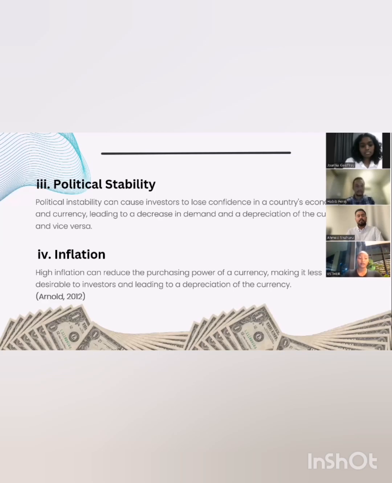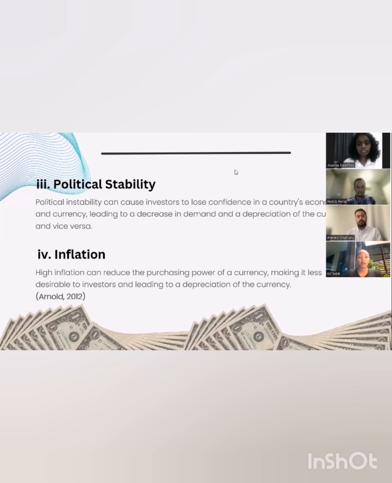Okay, moving forward to the fourth impact, which is inflation, whereby inflation can be described as the increase in prices of goods and services, which is caused mostly by demand pull, cost push, and the monetary policies that are around that country at the particular time. High inflation rates can reduce the purchasing power of the currencies, making them less desirable to investors and leading to the depreciation of that particular currency.